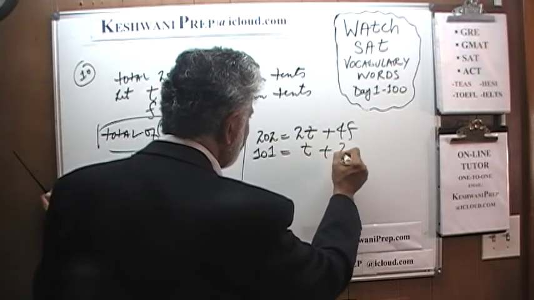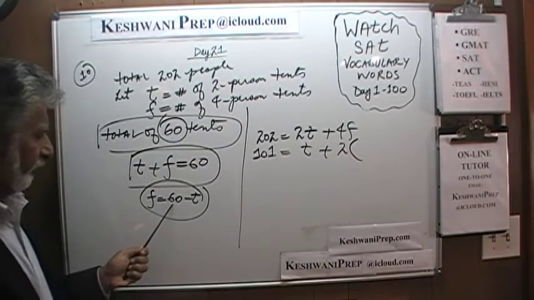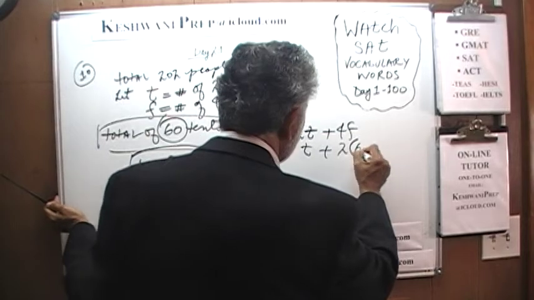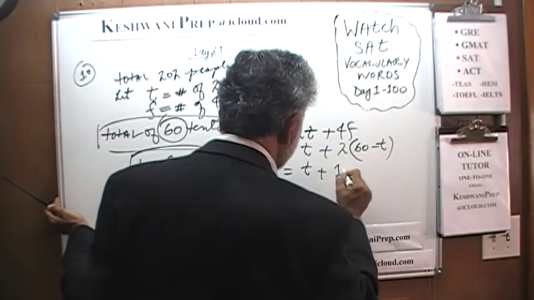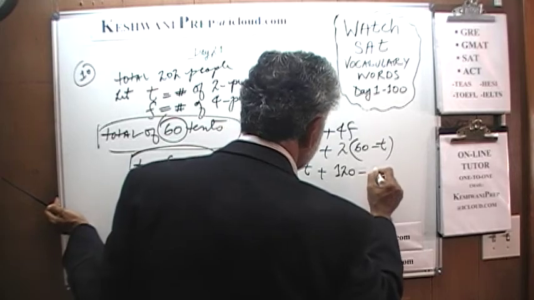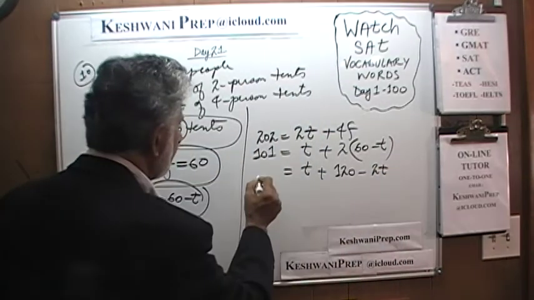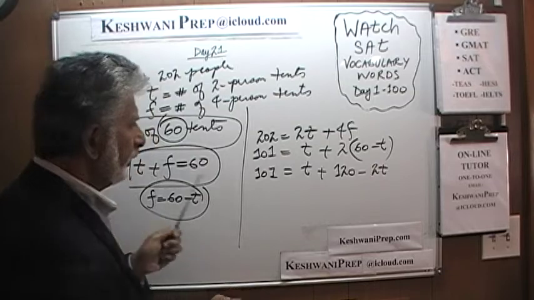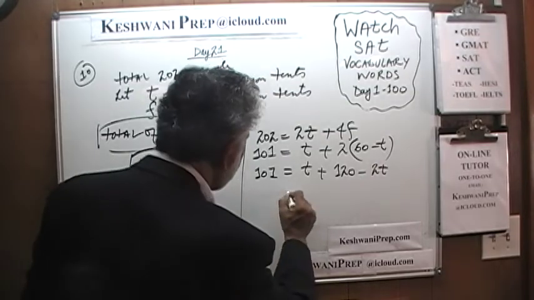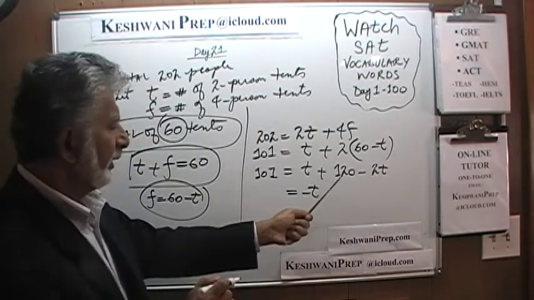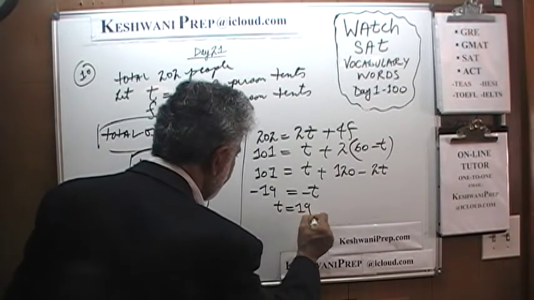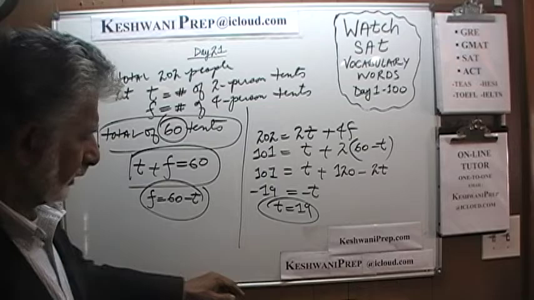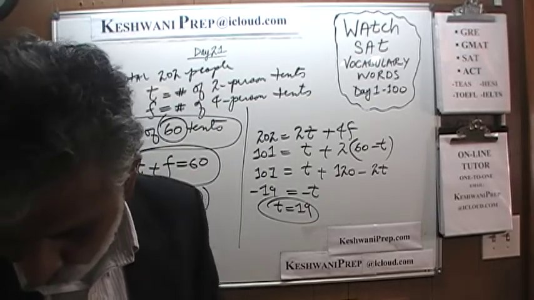T plus 2 times F, which is 60 minus T. So T plus 120 minus 2T equals 101. Oh, there you go. T minus 2T is negative T. And 101 minus 120 would be negative 19. There you go. T equals 19. Oh, that was quite painless. That wasn't so bad.